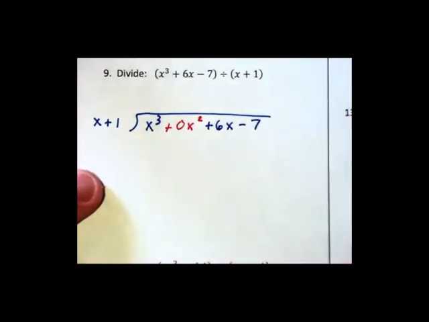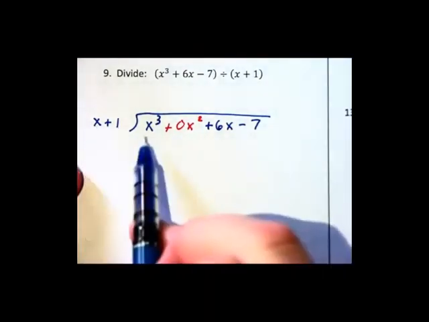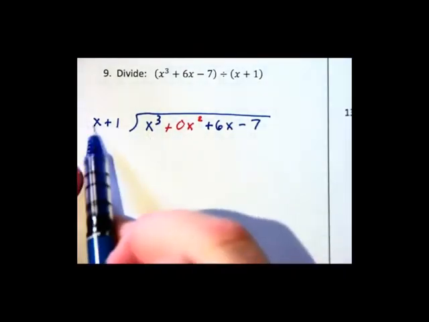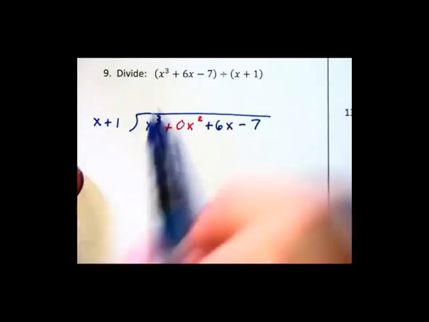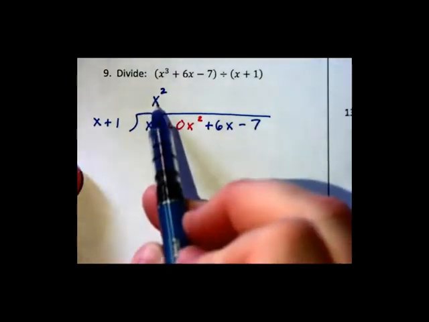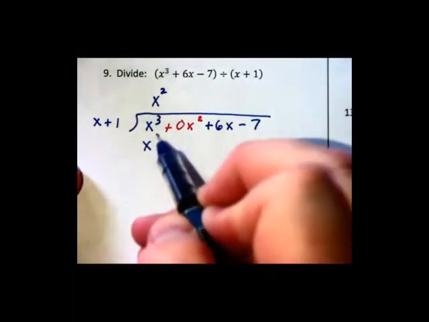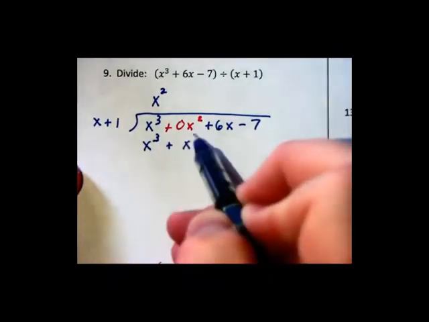For the purposes of division, the plus 1 is not there. We're asking how many times does x go into x to the third, or worded differently, x times what makes x to the third? The answer is x squared. x squared up above times each of these on the side becomes x to the third plus x squared.